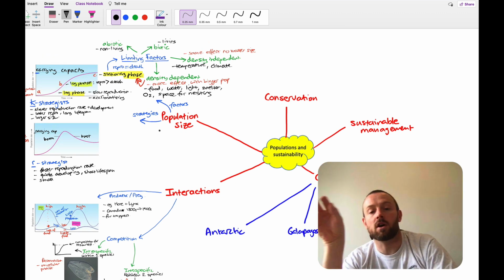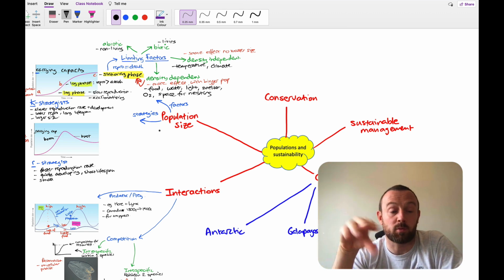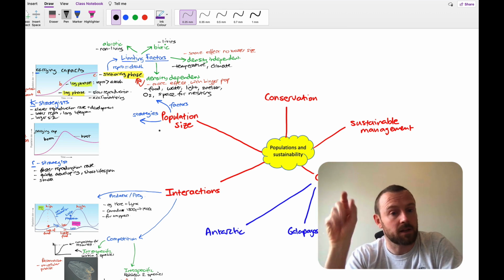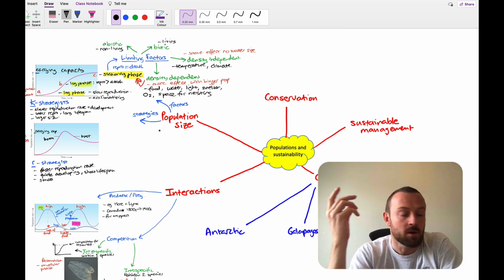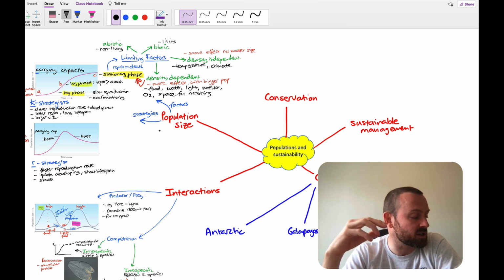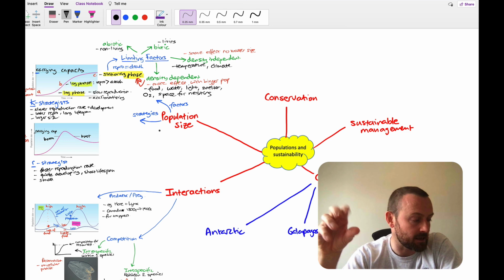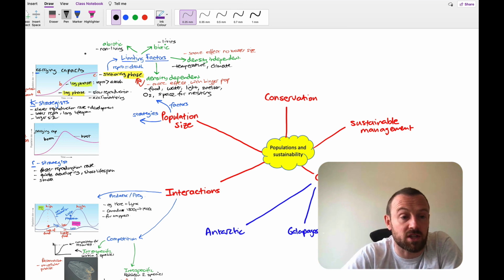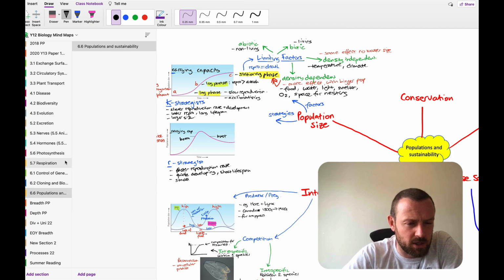Now, there's quite a lot of overlap here between this unit, which is populations and sustainability, and the year 12 unit, which is biodiversity. So for a fuller explanation of the reasons to protect biodiversity and threats, I recommend you watch that biodiversity video. So I'll just quickly show you what it looks like if I can find it.